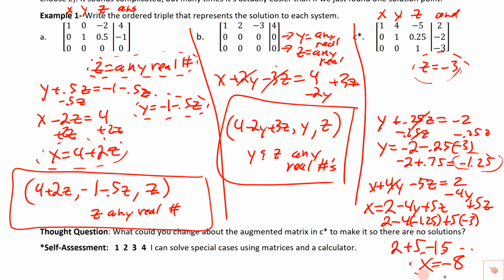So I've got those answers right there. We're going to write down the ordered triple. So this is going to be negative 8, comma, negative 1.25, comma, negative 3. And we're going to put a circle around that, and there we go.